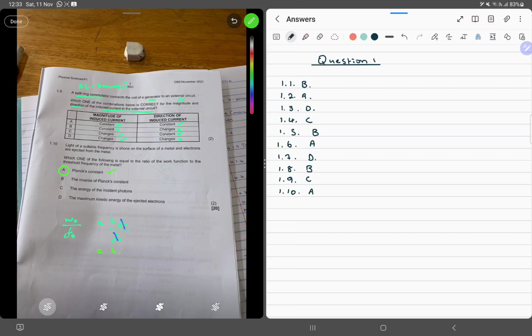So those are the answers for the MCQs. I hope they are all correct, but I'm a little bit unsure of that 1.7. That 1.7 is a little challenging, but nonetheless, this is an attempt to give you something.